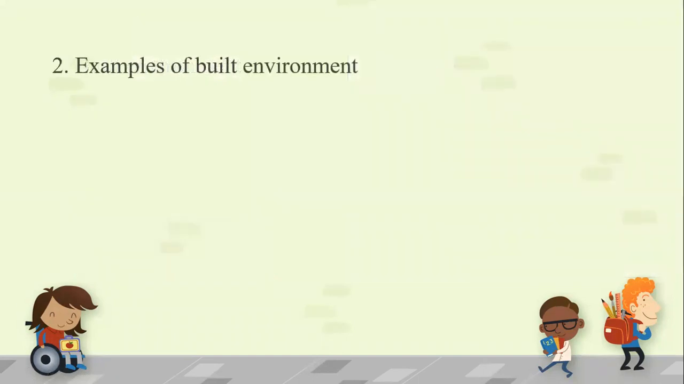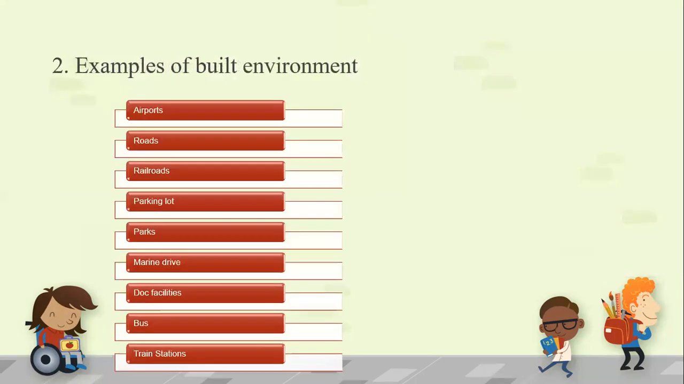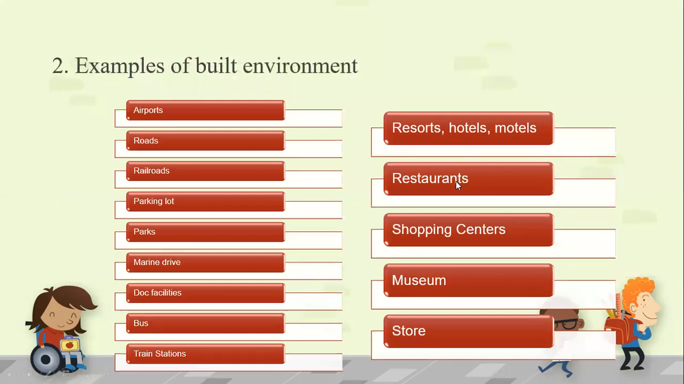Students, now we shall see some examples of built environment. Now you can see humans have made airports, roads, railroads, parking lots, parks, marine drive, dock facilities, bus and train stations. Then there are resorts, restaurants, shopping centers, museums, stores. All of these are actually operating sectors, but since they are made by humans, we can call them part of the built environment.